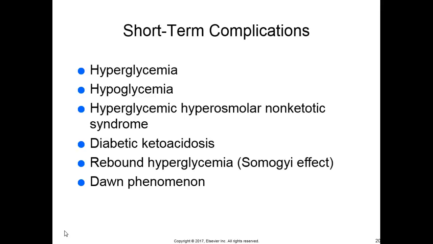The dawn phenomenon is characterized by an elevated glucose in the morning. It's caused by the release of growth hormone, glucagon, and epinephrine during the night as part of the body's natural circadian rhythm. The dawn phenomenon is the reason why many people with diabetes do not tolerate carbohydrates well in the morning, and the treatment for it is an intermediate acting insulin at night.